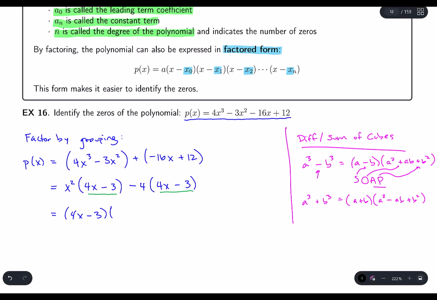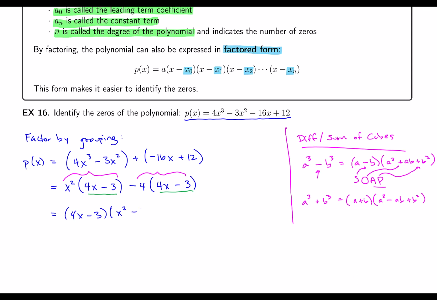So if I take, for instance, from this first term, 4x minus 3 out of it, if I divide it away, it leaves me with just x squared. And then if I go on to the second term, and I factor out 4x minus 3 from it, it just leaves me minus 4. So then that right there gives me a factored form of this polynomial.